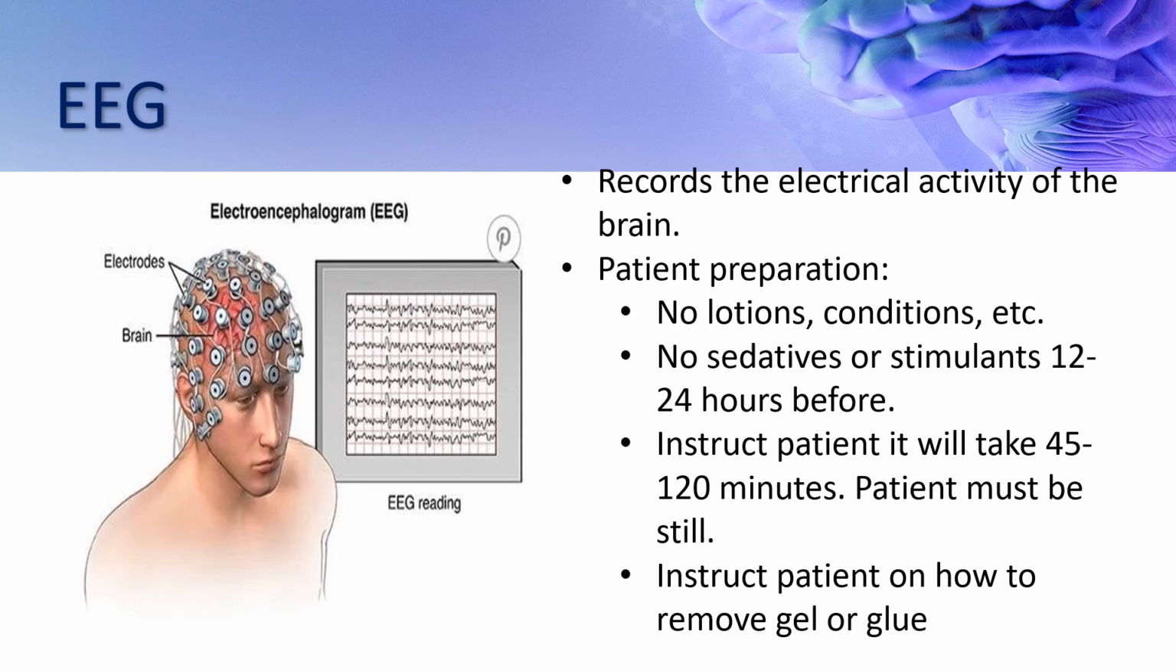The EEG is a test that you will most likely see locally in the hospital setting. It records the electrical activity of the brain and is commonly used in patients with seizure disorders. To prepare for the procedure, the patient needs to make sure not to use any lotions or conditioners of any type on their head. They need to make sure not to take any stimulants or sedatives 12 to 24 hours before. It is a pretty long procedure at 45 to 120 minutes.